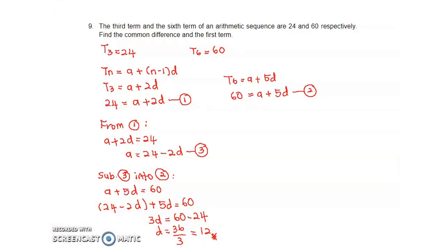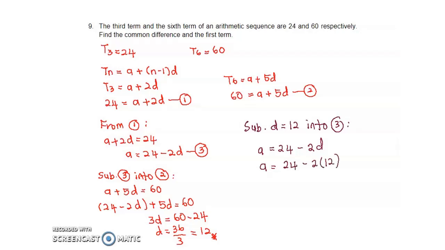Now once we get the value D, how to get the value A? Substitute D equal to 12 into equation 3, where equation 3 is A equal to 24 minus 2D. We know that D equal to 12, so 2 times 12, 24 minus 24. So A equal to 0. So the common difference equals 12 and A, the first term, equals 0.